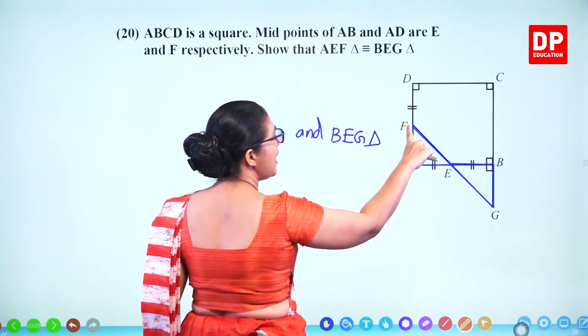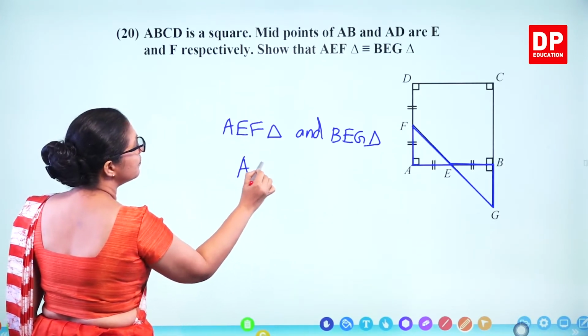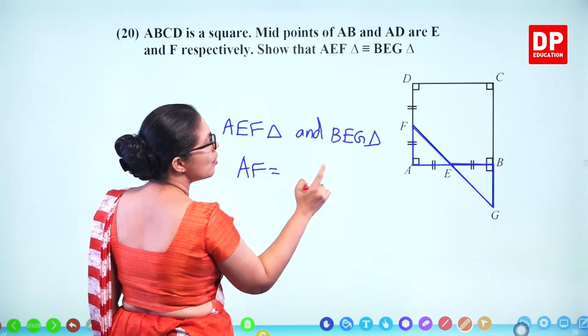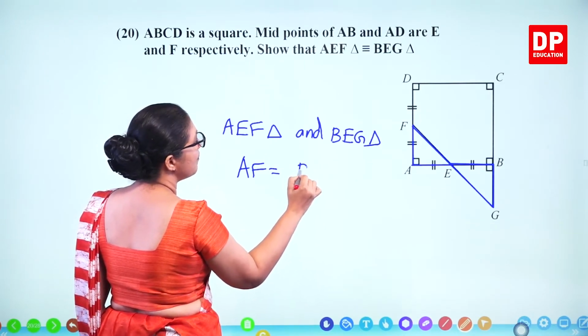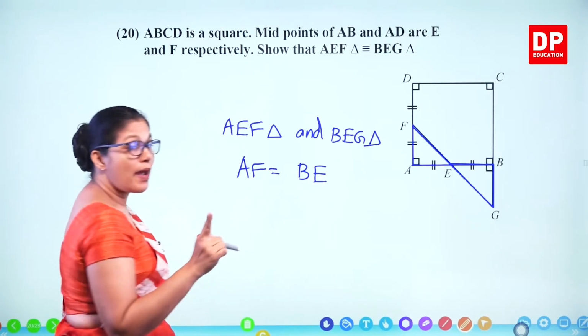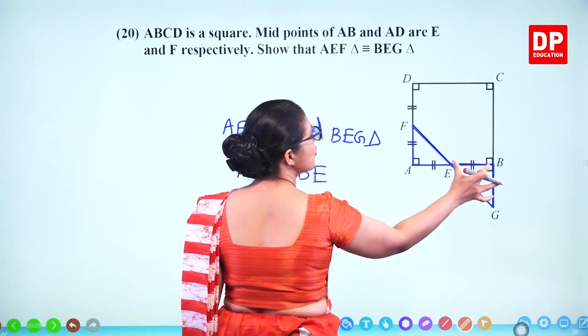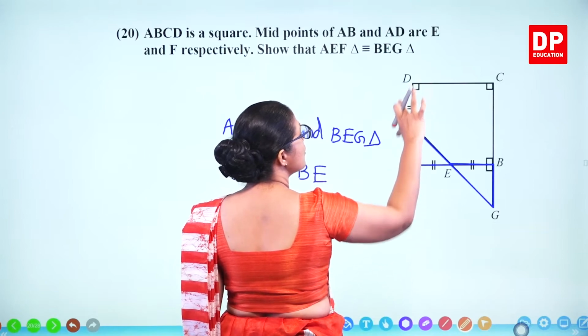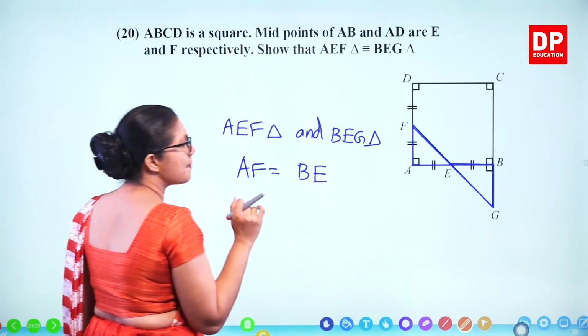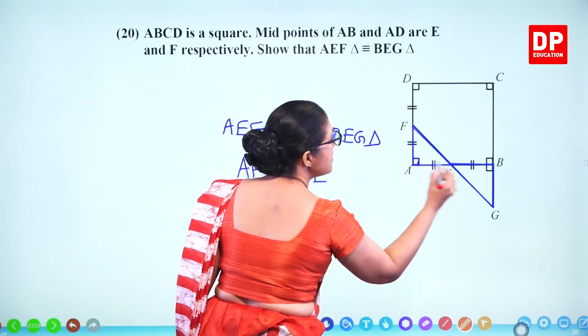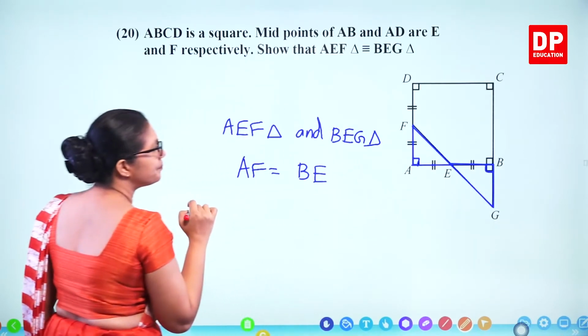We know that AF is equal to BE because this is a square. So midpoints also the same distance. So this is equal to this. So this is equal to this. So this is equal to this. And this angle is 90. Here also 90.